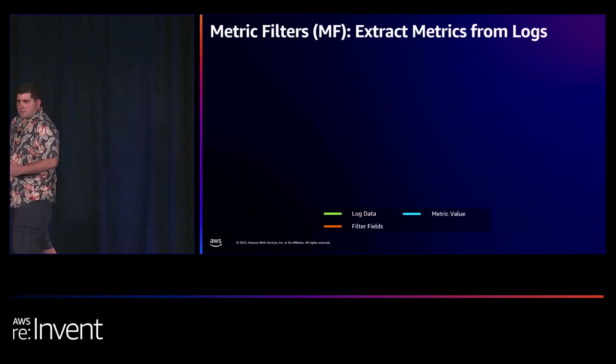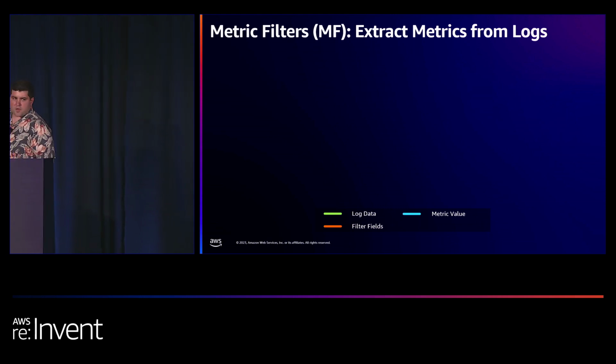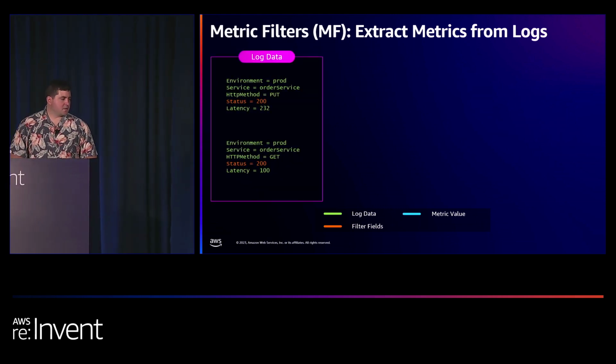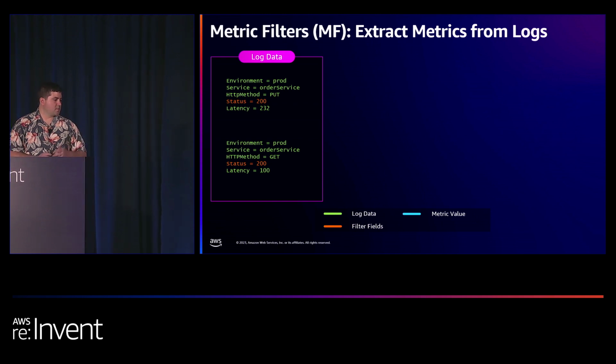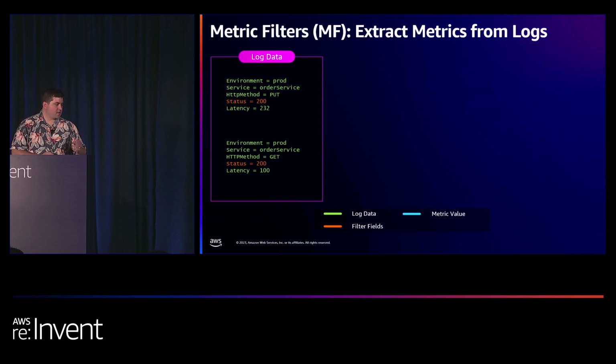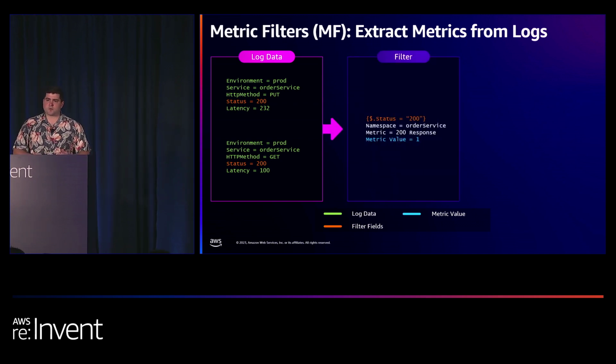And like we said, this is a 300-level session, so there's some stuff you probably already know about metric filters. So let's start with the most basic example. Here we have 2 examples of log data, where we have environment, service, HTTP method, status, and latency. And let's say I want to count 200 requests. So my filter would look something like this, right?